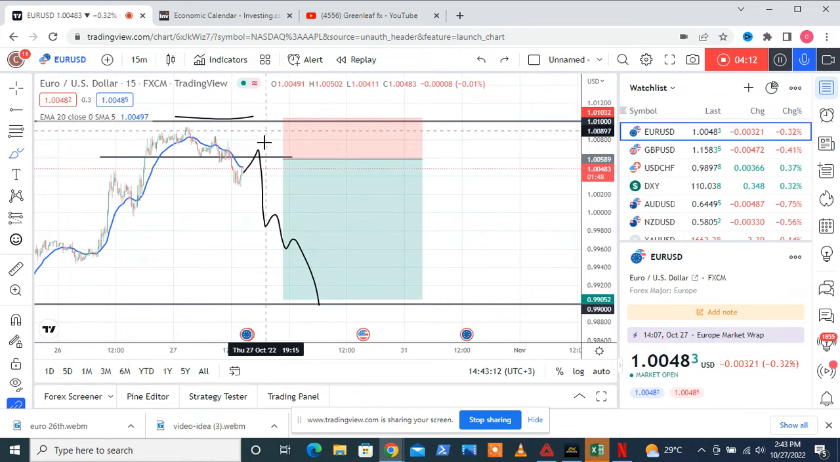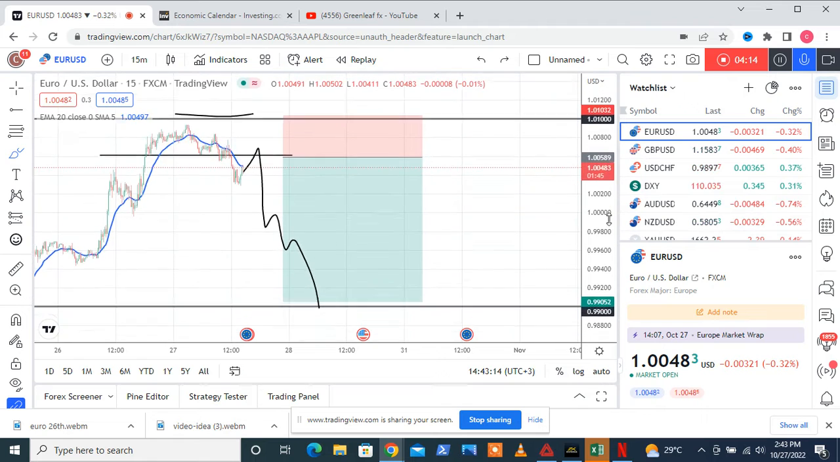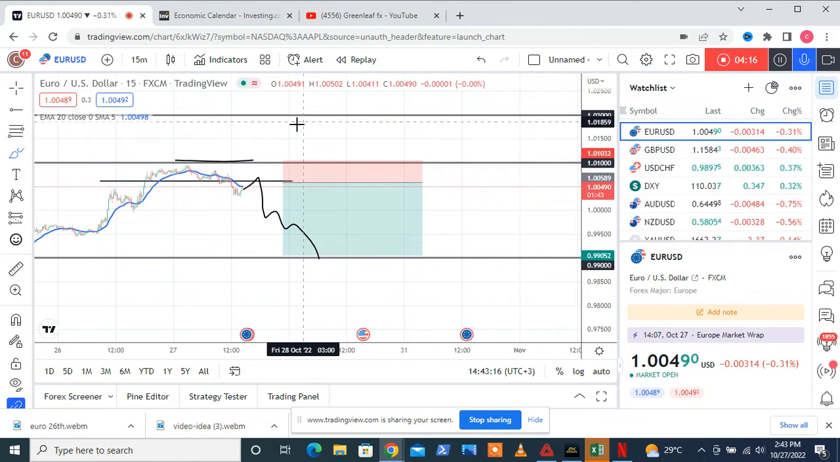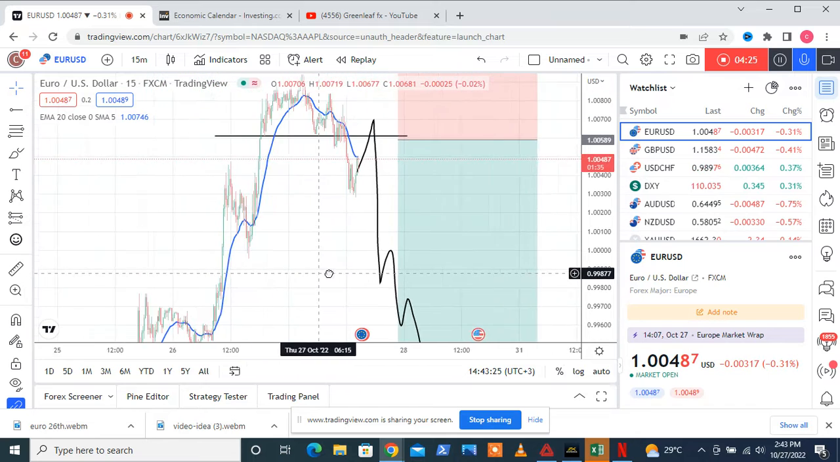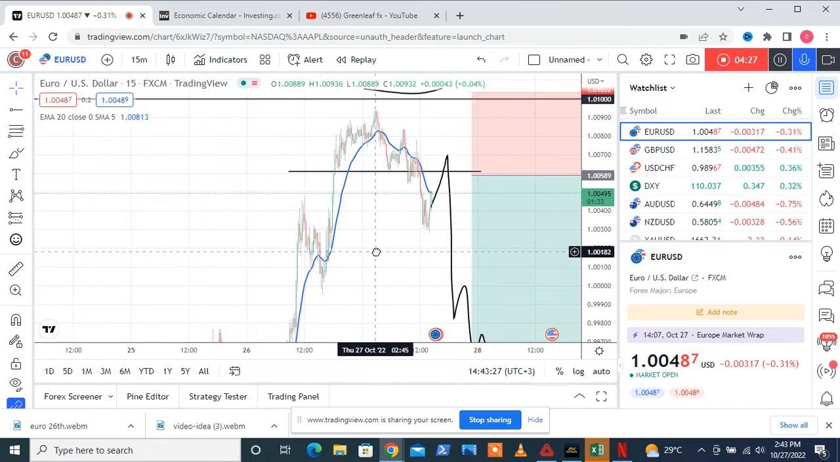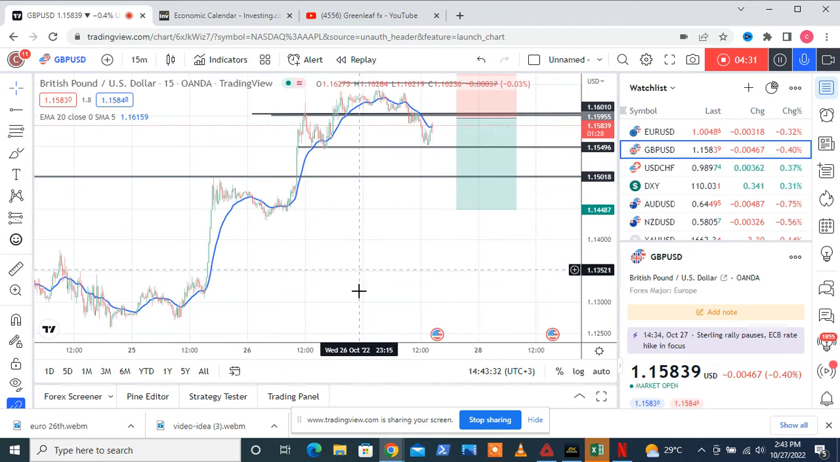And if it decides to break up and keep pushing up, we will be stopped out and wait for another setup maybe around here. So for now, let's just wait and see if the market will play out the way we want it to play out. So currently, this is how the market looks. If I go on GBP USD, it's the same thing.